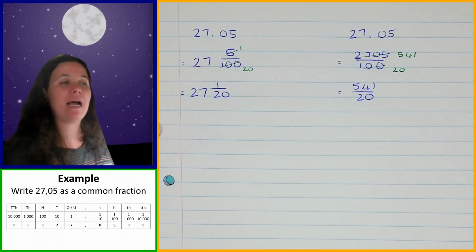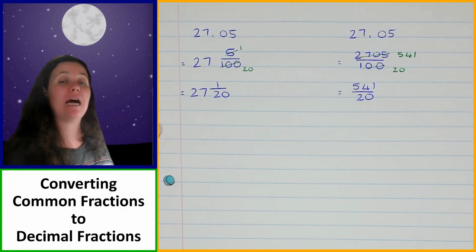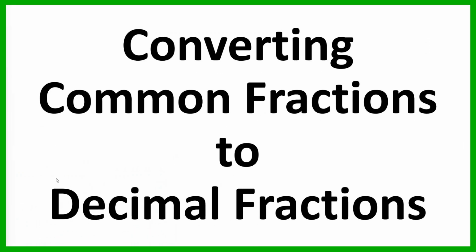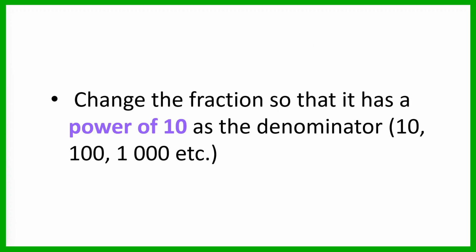Okay, now let's have a look at converting the other way around. Converting common fractions to decimal fractions. When we convert common fractions to decimal fractions, we need to change the fraction so that it has a power of 10 as the denominator. It needs to have 10 or 100 or 1,000 or 10,000 and so on. Okay, so we need to convert that fraction. We need to change it to an equivalent fraction that has a power of 10 as the denominator. Okay, so let's have a look at an example.